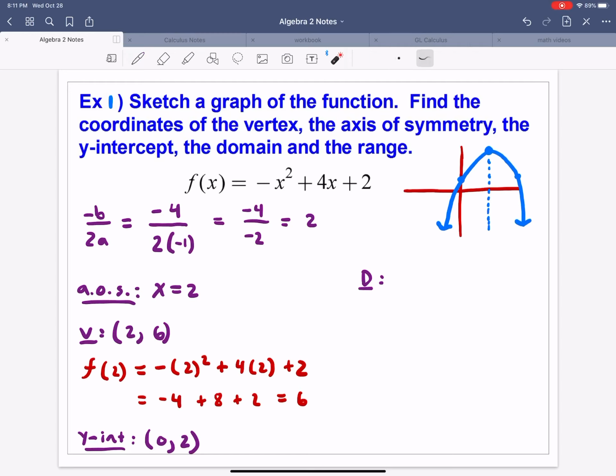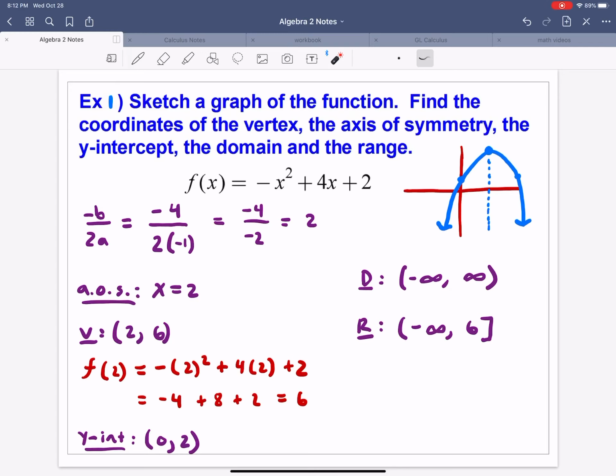Remember, domain is left bound to right bound. The left bound is actually negative infinity, and the right bound is positive infinity. The range goes floor to ceiling. So the floor is negative infinity, and the ceiling is going to be whatever the y value is of the vertex. So again, range goes from floor to ceiling, and we use a bracket there in interval notation because the function actually hits y equals 6.